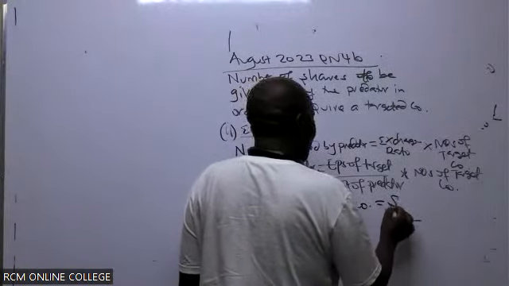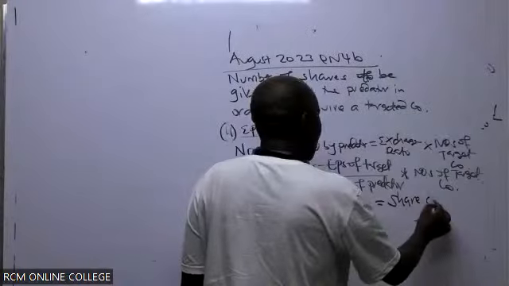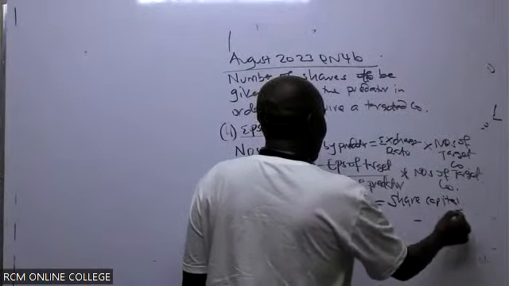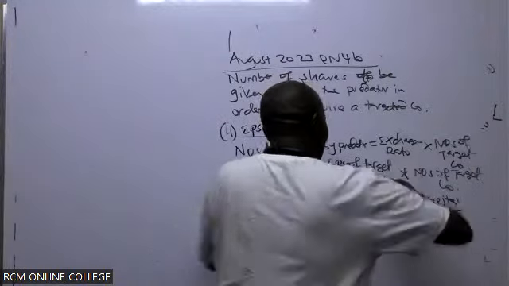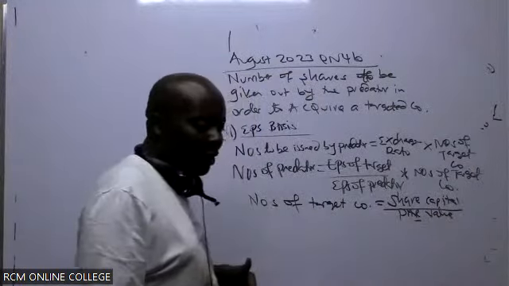I can see they have given me share capital. So I'll take share capital and divide this by the par value. Par value is the one given there in brackets, in the balance sheet.